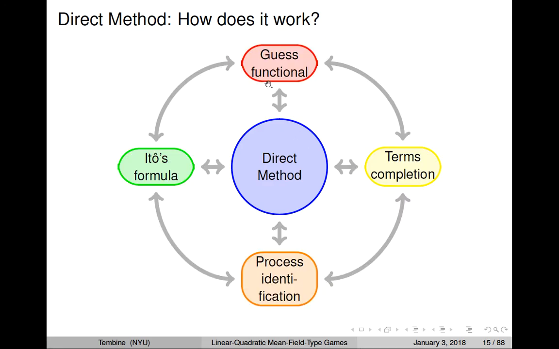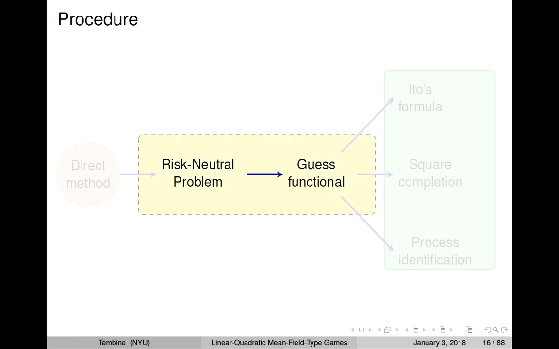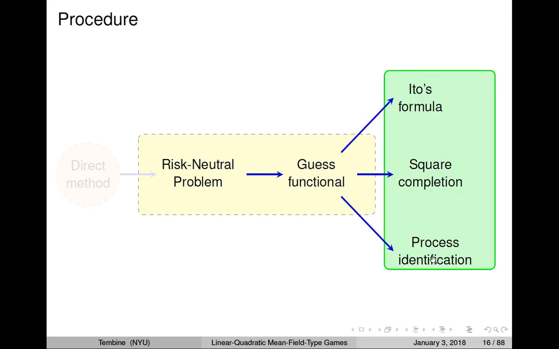So start with the Gaussian functional. Typically here F is alpha x squared plus a linear term plus a functional dependent on state and independent of control. And then you apply Itô's formula, and then you identify the coefficients, do some square completion here and identify the coefficients and then conclude, right? So this is a really basic direct method. Use the Gaussian functional again, in the risk neutral case. So you use the Gaussian functional, apply Itô's formula, square completion and identification.